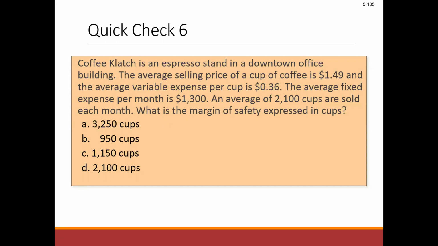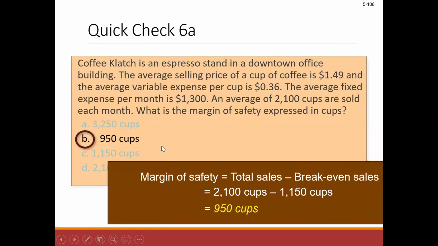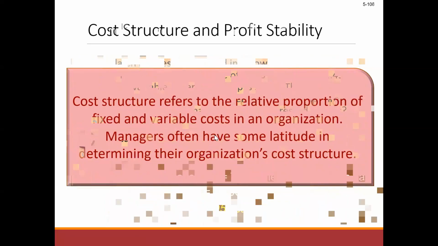Okay. Anyone come up with an answer? If an average of 2,100 cups are sold each month, the average fixed expense per month is 1,300. The break even, we came up with that a while back, so 2,100 minus the break even means 950 cups would be the margin of safety.